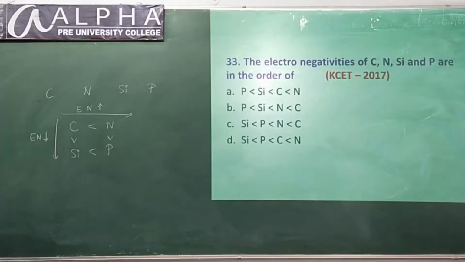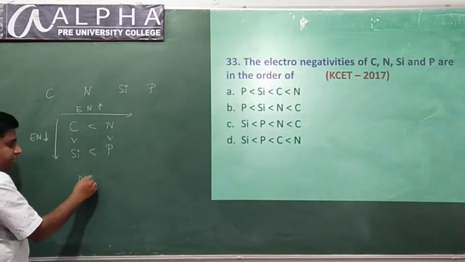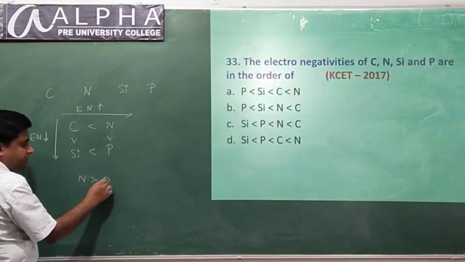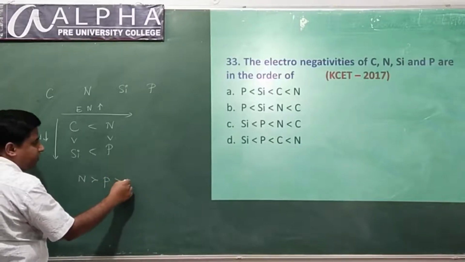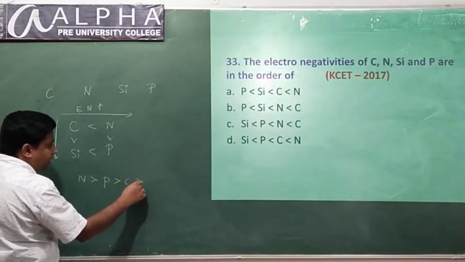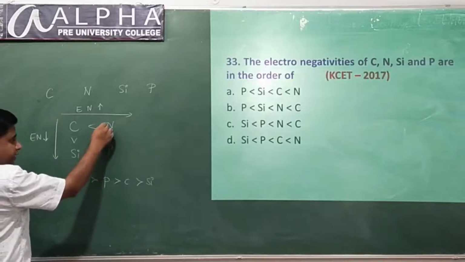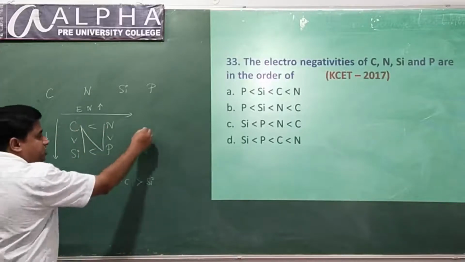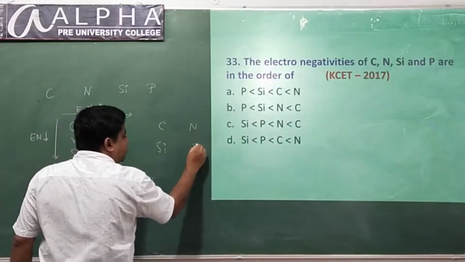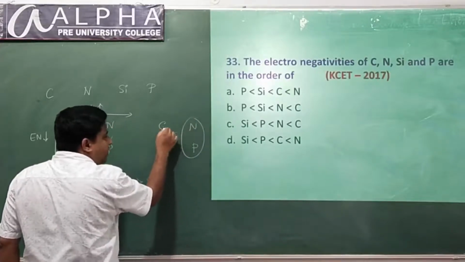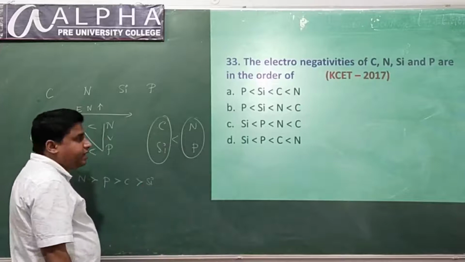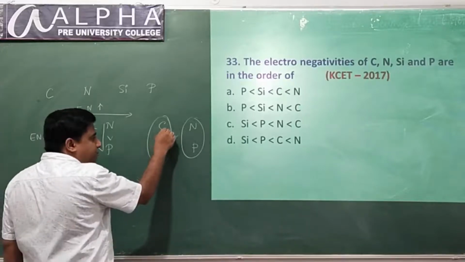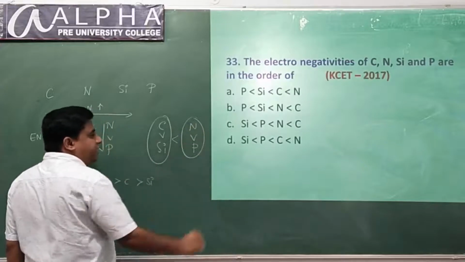So what is the order? Can you please tell me? Can I say nitrogen has more electronegativity than phosphorus? Phosphorus has more electronegativity than carbon. Carbon has more electronegativity than silicon. Is it correct? Obviously, nitrogen family elements are more electronegative than the carbon family. Among the carbon family, carbon is more electronegative. Among the nitrogen family, nitrogen is more electronegative.